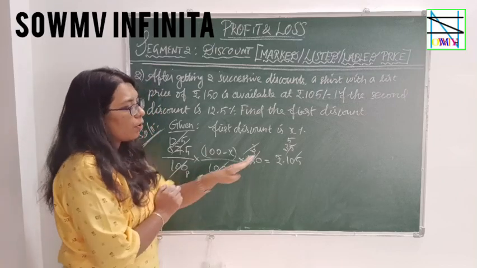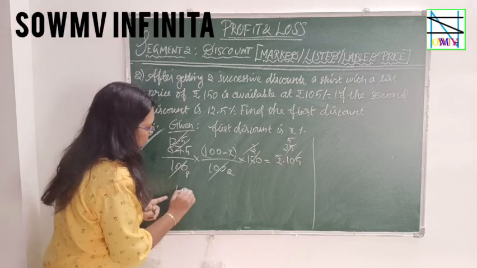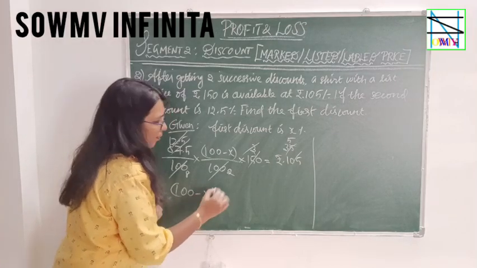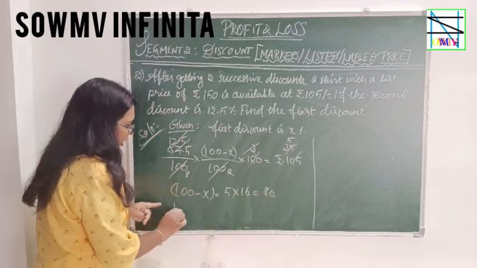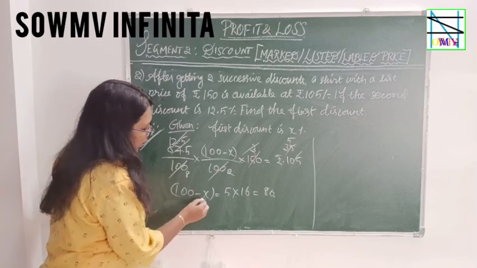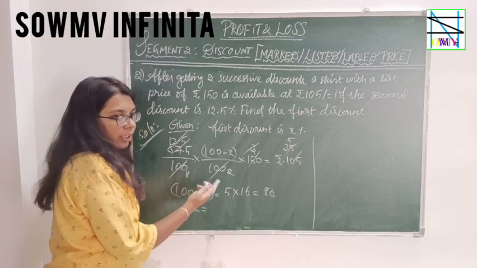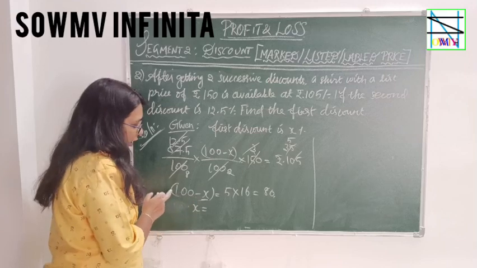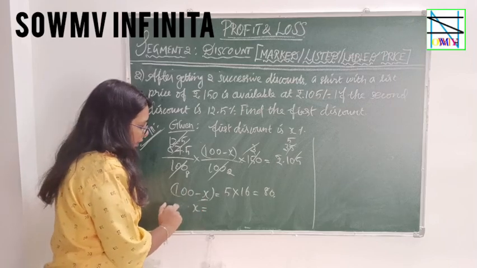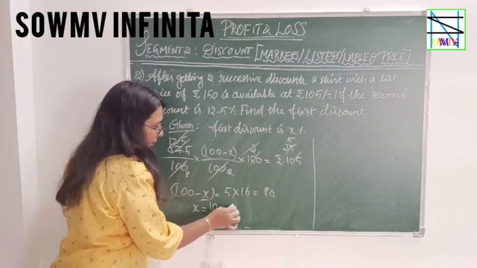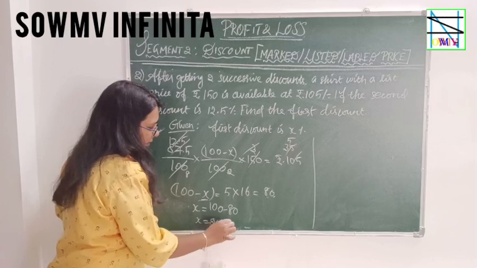Therefore from here 8 and 2, so 8 times 2 is 16. This 16 will go to the right hand side. Therefore, 100 minus x is equal to 5 into 16. 5 times 16 is 80. Therefore, here is minus x. So x is equal to, this 100 will go to the right hand side, it will get the minus sign. Minus minus getting cancelled. Therefore 100 minus 80. Therefore x is equal to 20%.